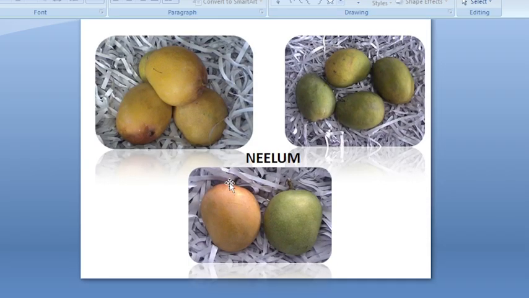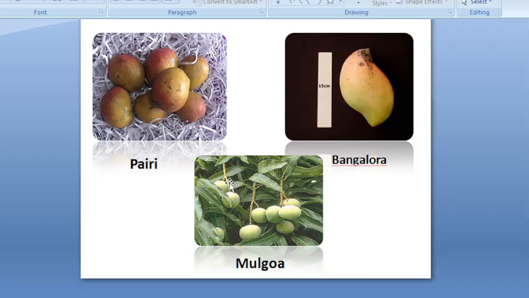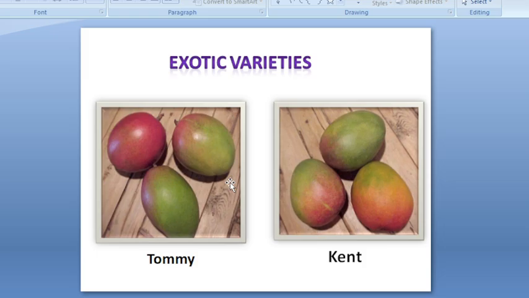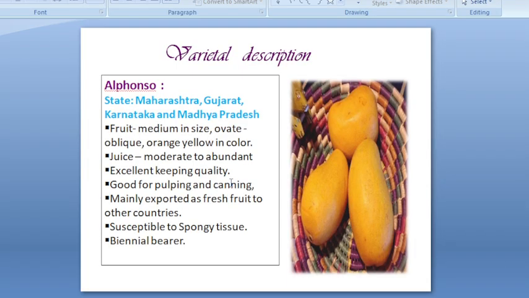Neelam is a late season variety, and it fetches more price. It is the only variety that arrives in the market late in the season. Pairi, Bangalore or Kilimuku or Totapuri, Malgova, the fruit size will be bigger. Some of the exotic varieties are Tommy Atkins, Kent, Palmer, Haden, Martin. Apart from this, we can also use some rootstocks like Kurukkan, Muvadan and Nekkare. These are some South Indian varieties we can use as rootstock. The famous South Indian rootstocks in mango are Kurukkan, Muvadan and Nekkare.